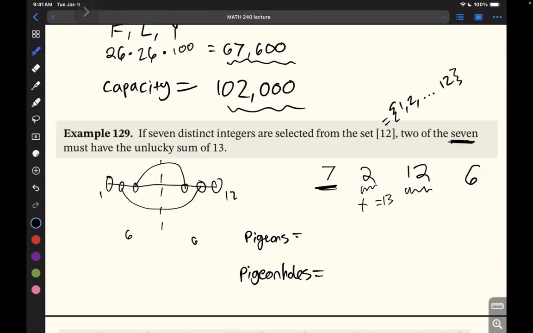See, and this is why math is fun. They never told you in high school that you get to talk about pigeons and pigeonholes.